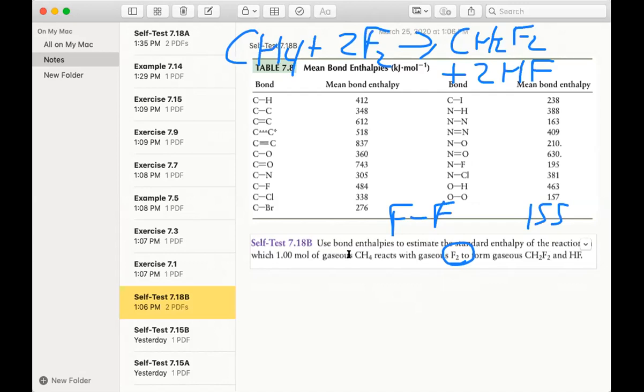Okay, so Dr. J, the bond enthalpy of F2 is going to be 0, right? Oh no, it's 155. No, it's not 0, it's 155. Yeah, it's different. It's not like a standard state like formation enthalpy. It's not the same kind of thing. Okay.